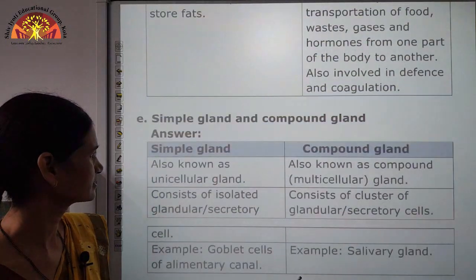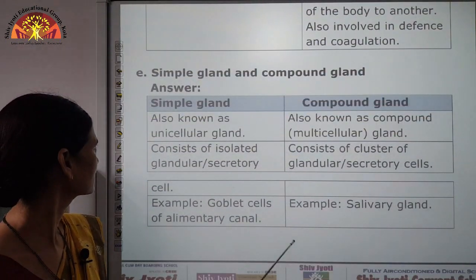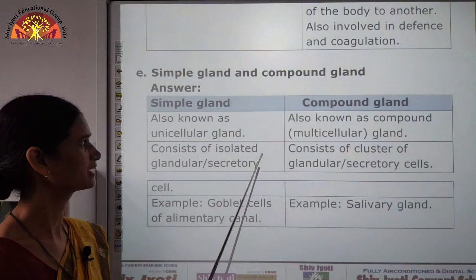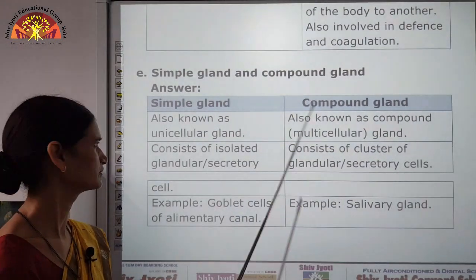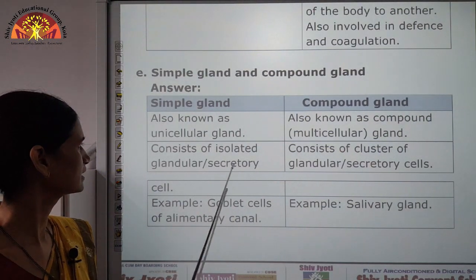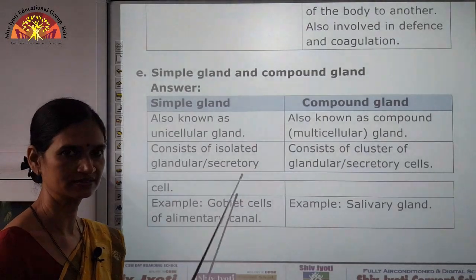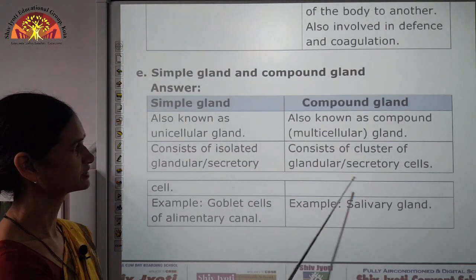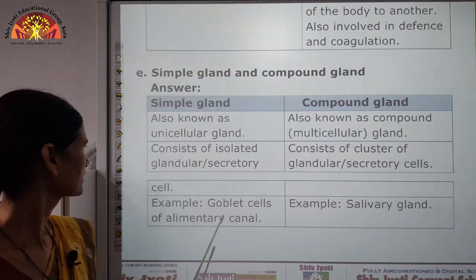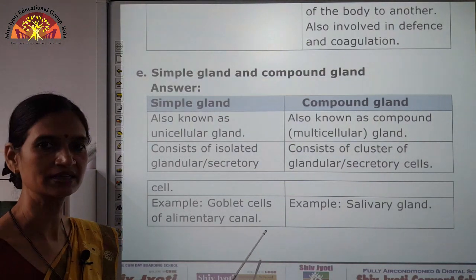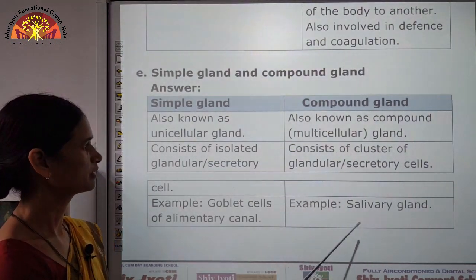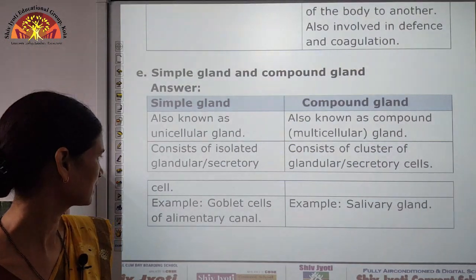Then simple gland and compound gland. Simple gland, which is also known as unicellular gland, and compound gland is multicellular gland. It consists of isolated glandular या secretory cells present होते हैं इसमें, जबकि इसमें cluster of glandular cells present होते हैं. Example of simple gland is goblet cells of alimentary canal, and example of compound gland is salivary gland.